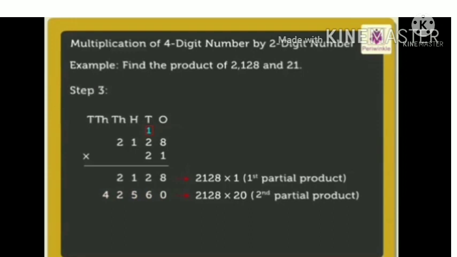Step 3. Now, add both the partial products obtained. That is, 2128 plus 42,560 to get the answer, which is equal to 44,688.